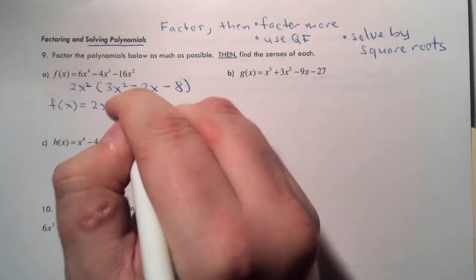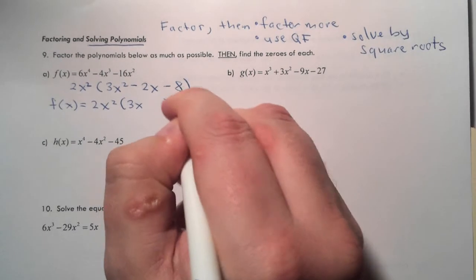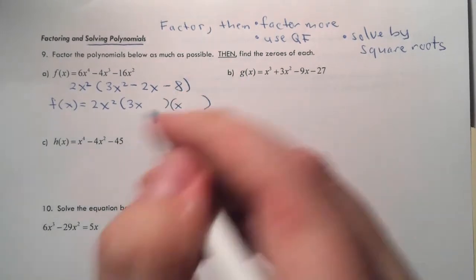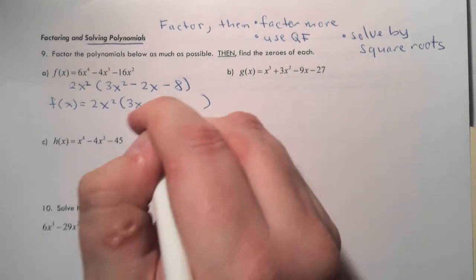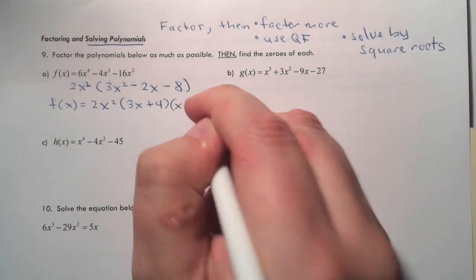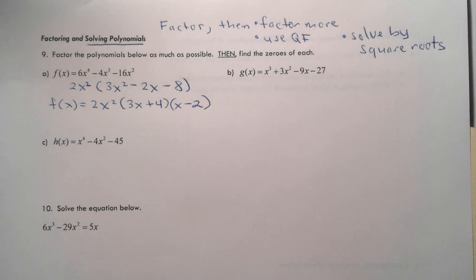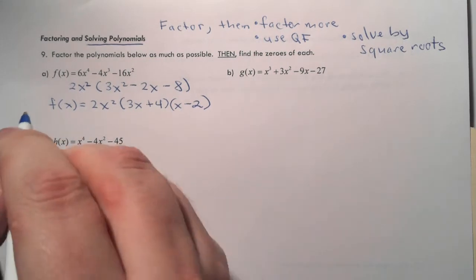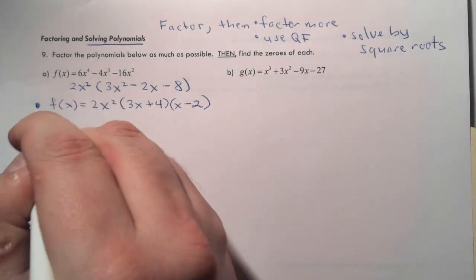Well, I will have 2x squared times 3x plus 4 times x minus 2. And you can check that that does work. You can factor it yourself. You're also asked to find the zeros of each. So this is my complete factorization.